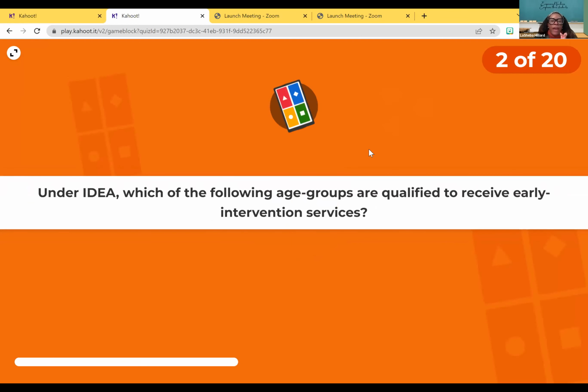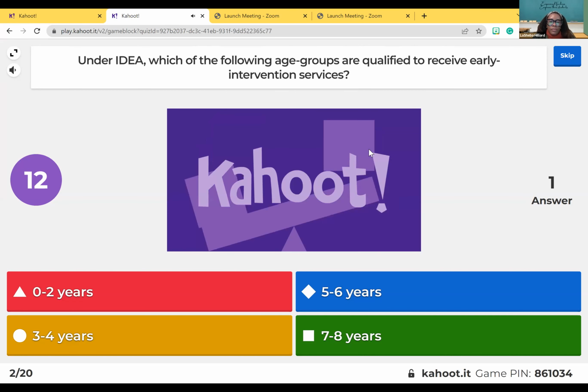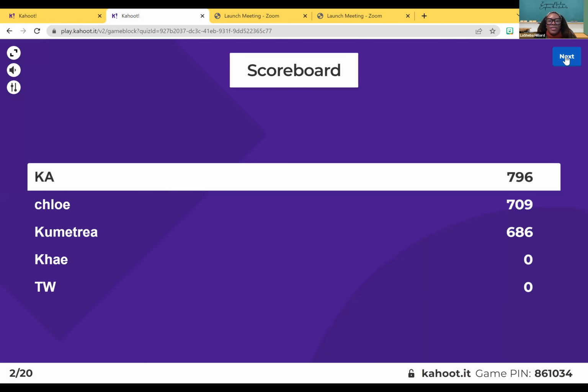Okay, under IDEA, which of the following age groups are qualified to receive early intervention services? Yes, it starts from birth to 2 years old. Any students can qualify from that age group to receive services for special education. The other groups, you can qualify anytime, but to receive the early intervention is birth to 2. It's been a long day.